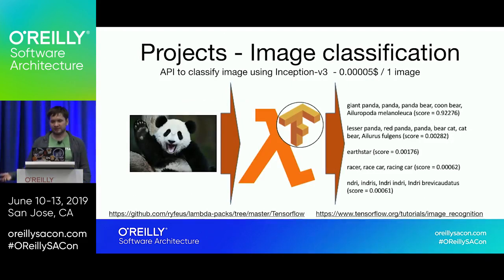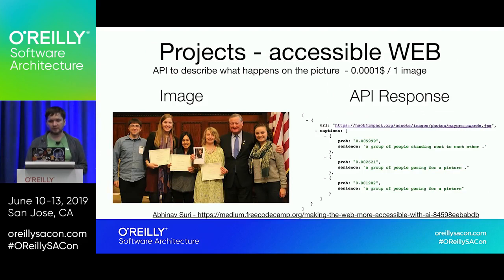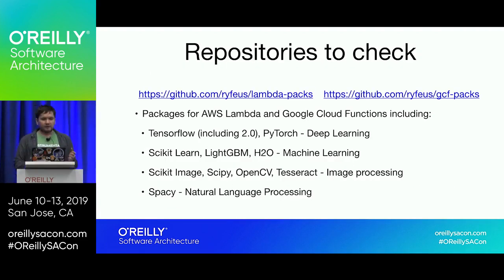Two projects, basically with links. One is image classification using Lambda. And the second project is an accessible web image captioning API, which describes what happens in the image. Some repositories to check: these two contain prepackaged libraries for Lambda and Google Cloud Functions, including TensorFlow and PyTorch for deep learning, and a lot of libraries for machine learning, image processing, and text processing.